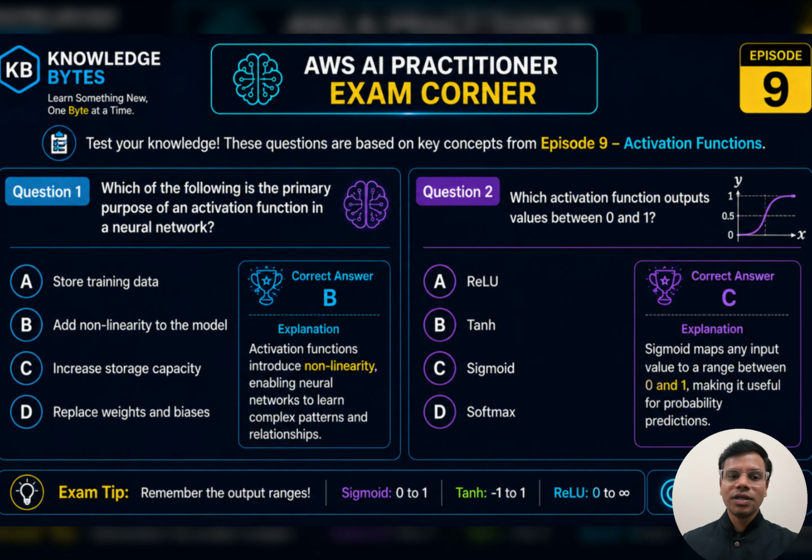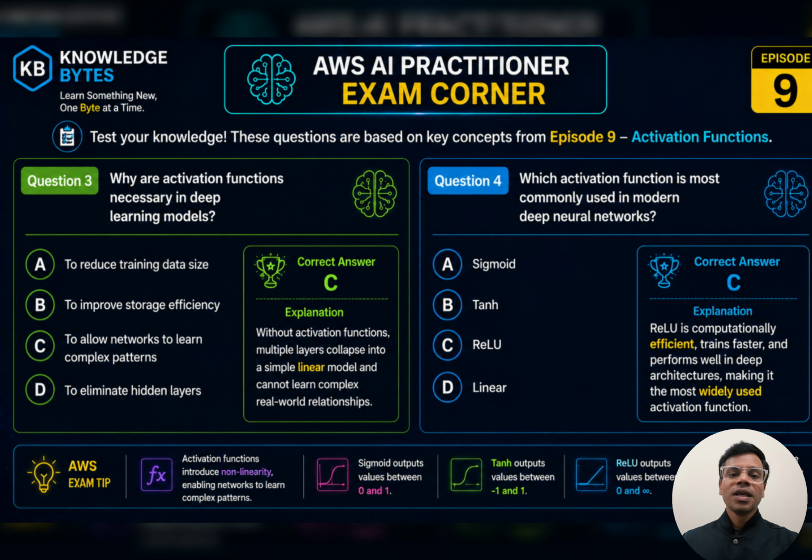Now let's get into the next question. Why are activation functions necessary in deep learning? A is to reduce the training data size, B is to improve storage efficiency, C is to allow the networks to learn complex problems, and D is to eliminate the hidden layers. So the correct answer is to allow networks to learn complex problems. Without activation functions, deep neural networks behave like simple linear models, right?